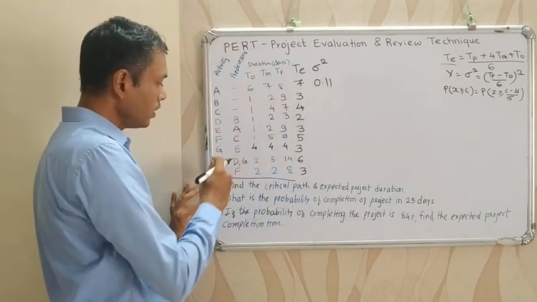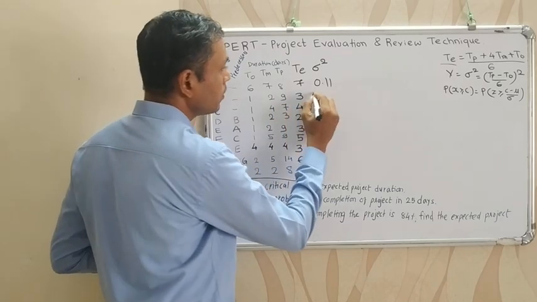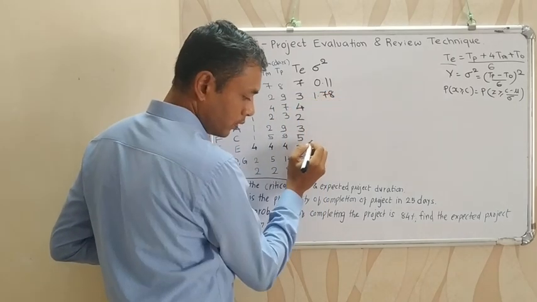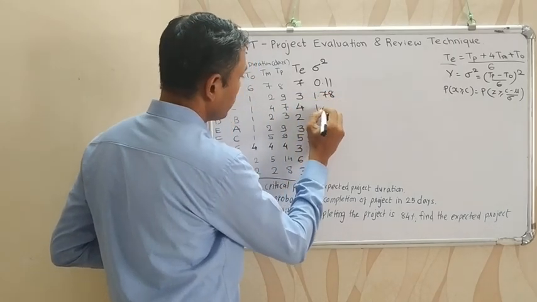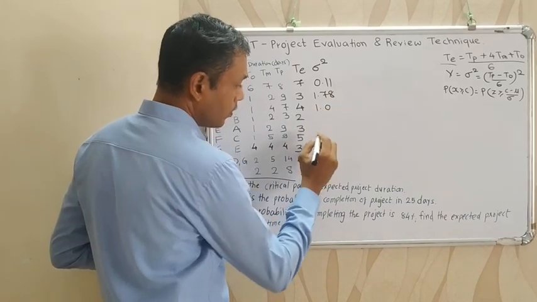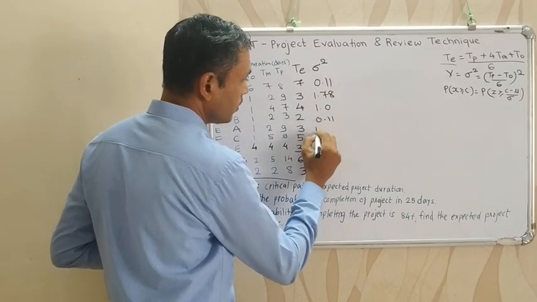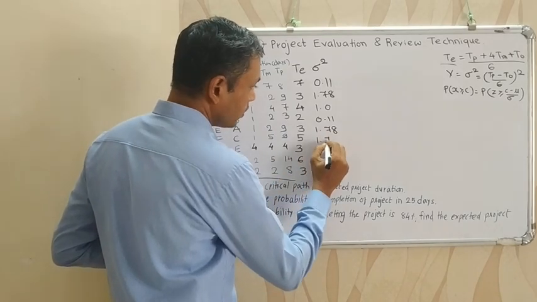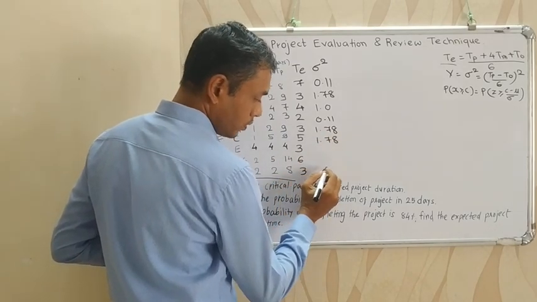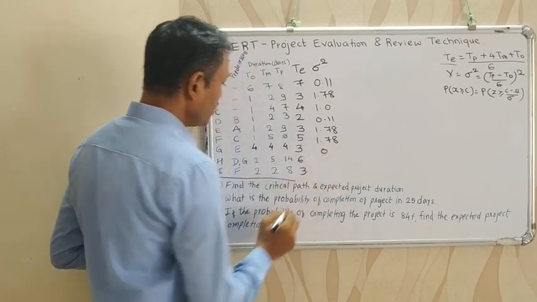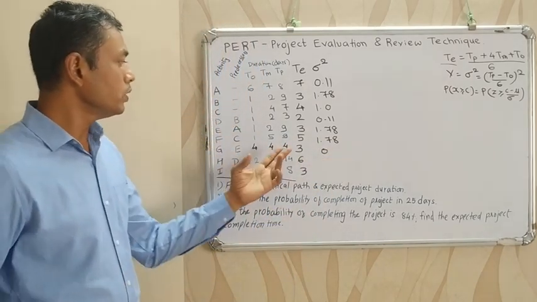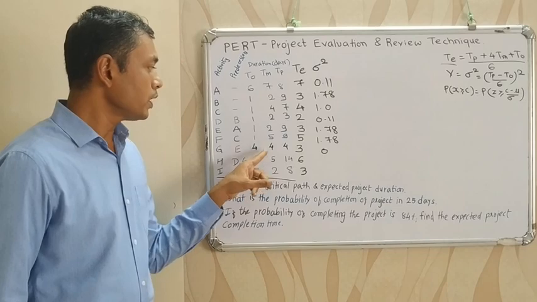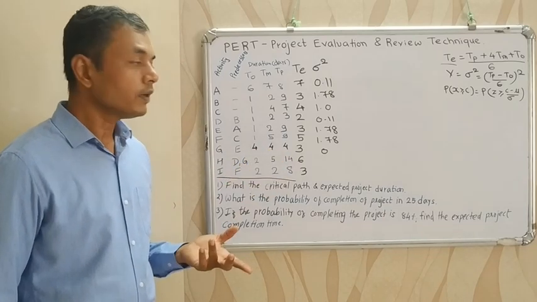Now we can calculate similarly for B to I activities: 1.7, 1.11, 1.78, 1.78, 0. See here the variance is 0 because for this activity the optimistic time, pessimistic time and most likely time are the same.